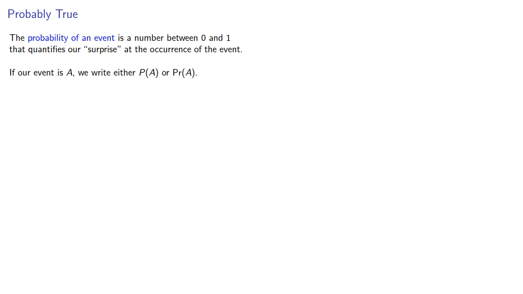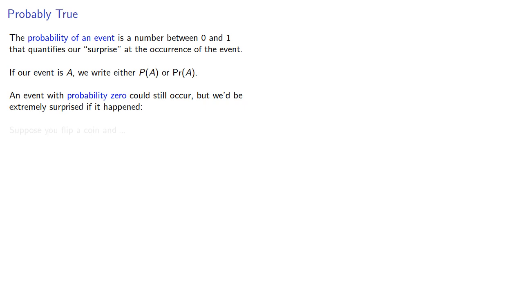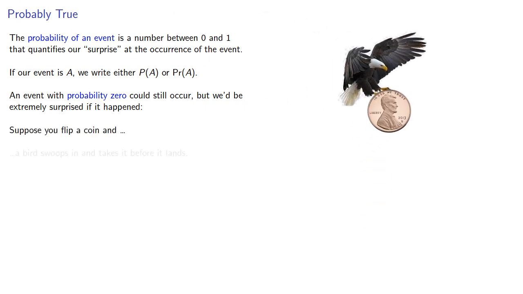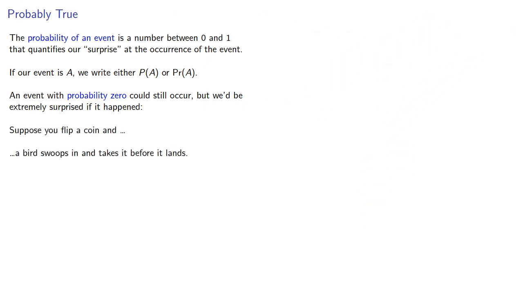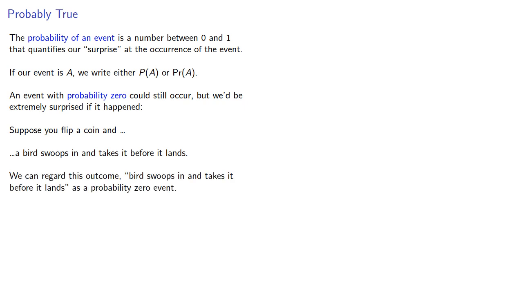An event with probability 0, because again our probability is a number between 0 and 1, this could still occur, but we'd be extremely surprised if it happened. So this is the type of thing where suppose you flip a coin and a bird swoops in and takes it before it lands. We can regard this outcome, bird swoops in and takes it before it lands, as a probability 0 event.